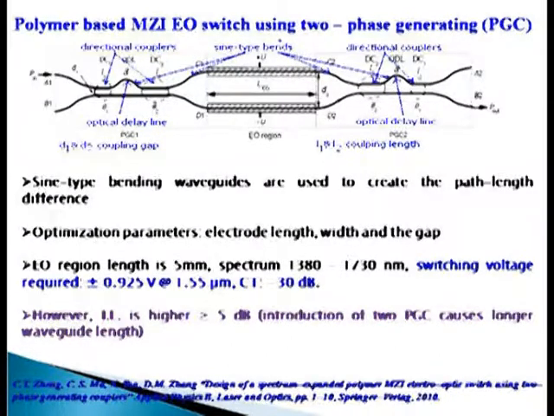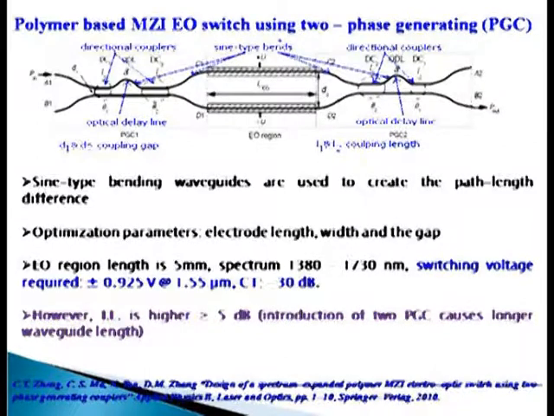Like another group of authors from China, they have come up with another good result in 2010, and they have published a paper with this also, and they have again used the same structure, MZI structure. However, in place of the first 3 dB coupler and the second 3 dB coupler, they have used the directional coupler with a sort of delay, which is known as phase generating couplers. So they have come up with the title polymer based MZI electro-optical switch using two phase generating couplers. In this case, what they have done, they have not used the similar propagation length in the couplers.